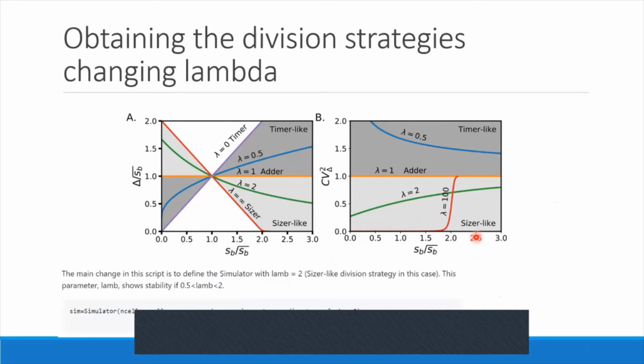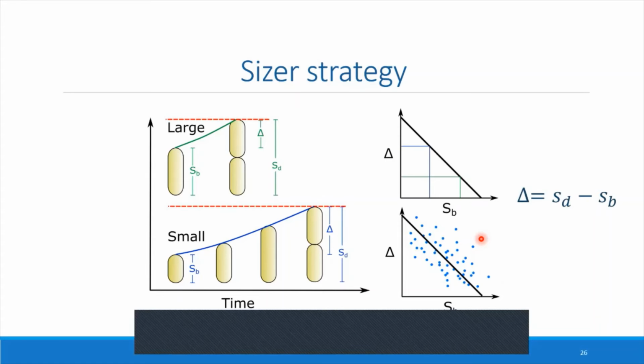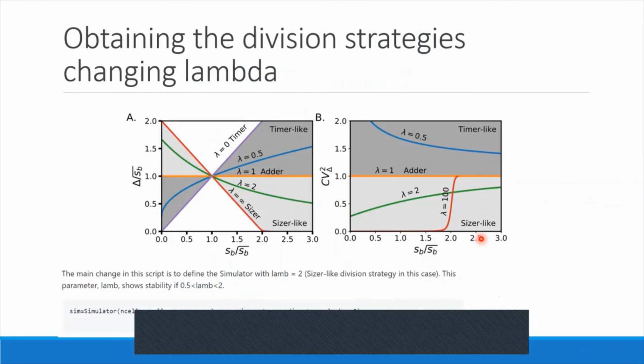We demonstrate that you can obtain any of this distribution of this division strategy by changing one parameter, lambda, that goes from timer when lambda goes to 0. The other is using lambda equal to 1, and the perfect sizer is using lambda going to infinity.